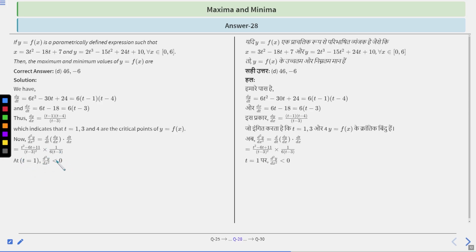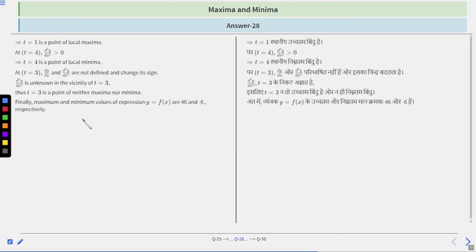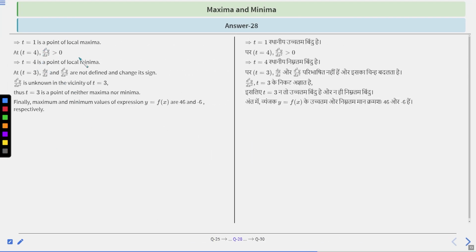Now at t equal to 1, d square y by dx square is less than 0, right? Hence t equal to 1 is the point of local maxima. Now at t equal to 4, d square y by dx square is greater than 0. This implies t equal to 4 is the point of local minima. And at t equal to 3, dy by dx and d square y upon dx square are not defined and change sign. Therefore, d square y upon dx square is unknown in the vicinity of t equal to 3. Thus, t equal to 3 is a point of neither maxima nor minima, right?